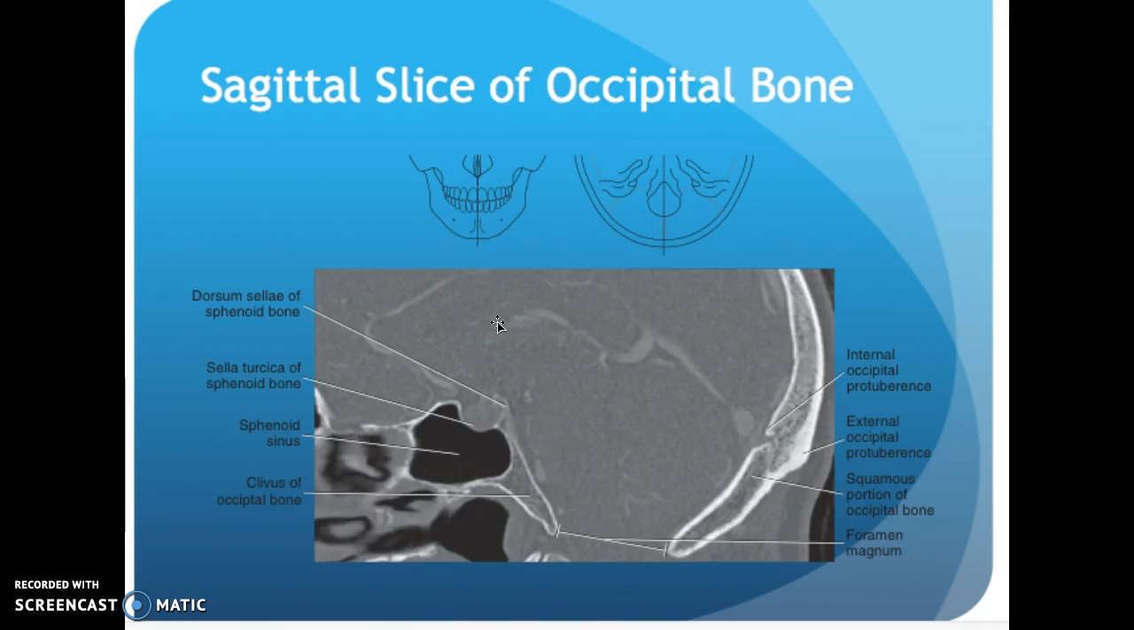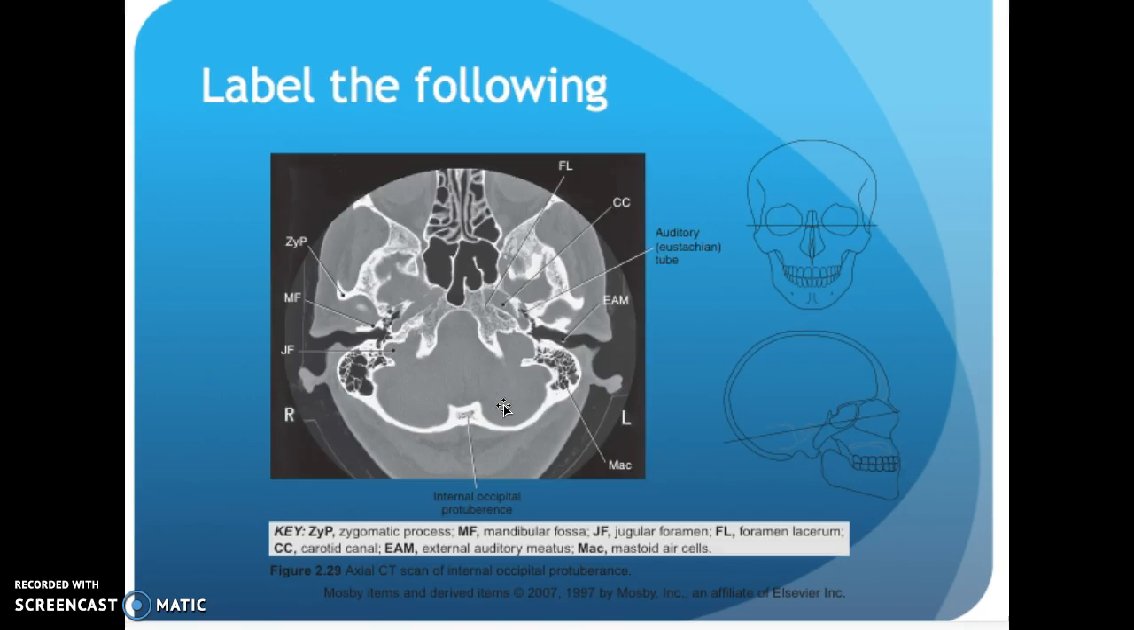Here is a sagittal view of the occipital bone. Here's your internal occipital protuberance with your external occipital protuberance. And I'd like you to know your foramen magnum here with your clivus, your sphenoid sinus. This is your sella turcica and your dorsum sellae. This is a great view. I think I actually have this image as one of your test questions for labeling.